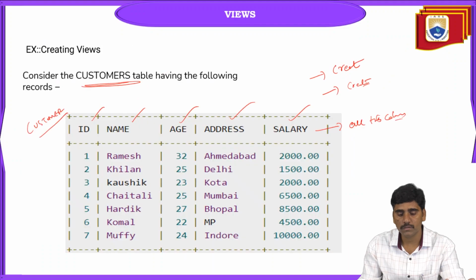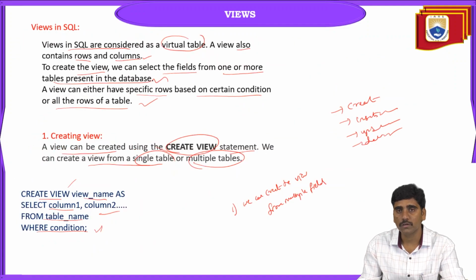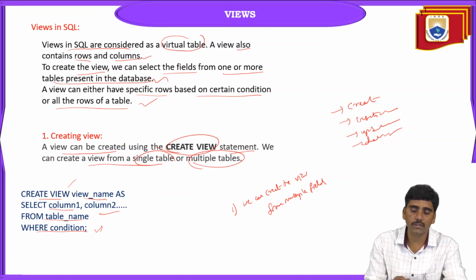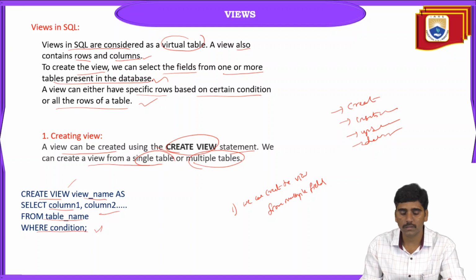So, what is meant by a view? Views are nothing but virtual tables in SQL. Just as we create a table, in the same way we can create views. Like tables, they also have rows and columns. But to create a view, we can select fields from one or more tables present in the database. Views can have specific rows based on certain conditions, or all the rows of a table. So here we can create the view.